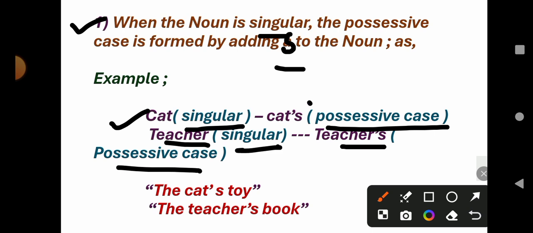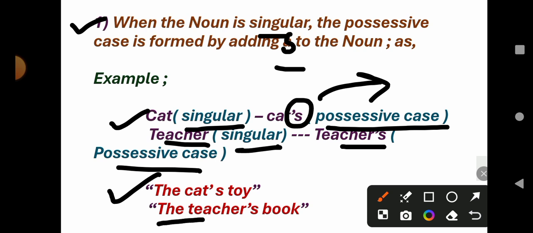So why do we add 's? The 's indicates that the noun owns or possesses something. For example, the cat's toys. In this sentence, the toys belong to the cat. And the second one is the teacher's book. The teacher's book means that the book belongs to the teacher. By adding 's to the singular noun, we clearly show that the noun possesses something.